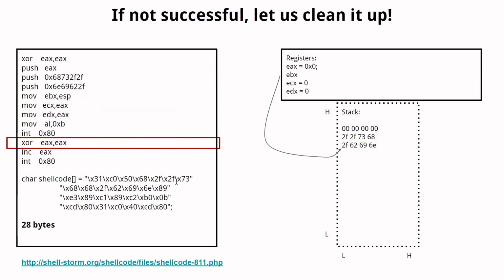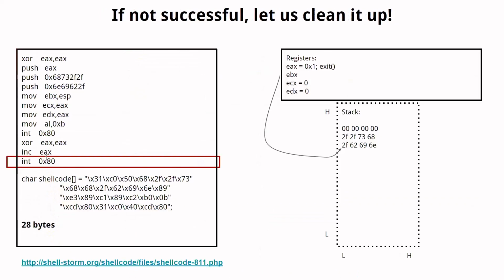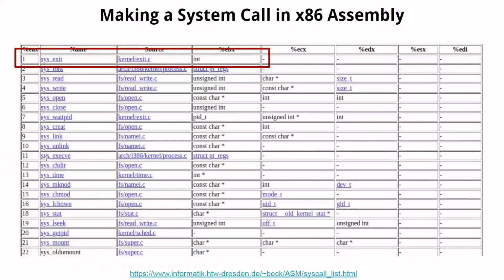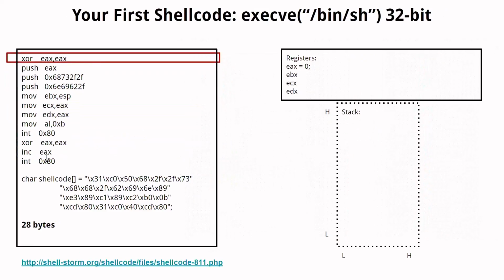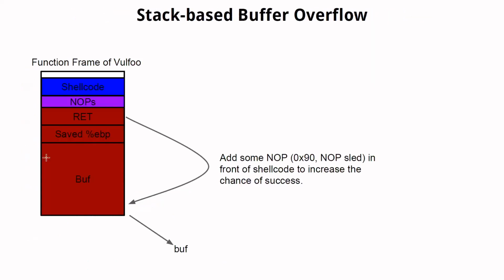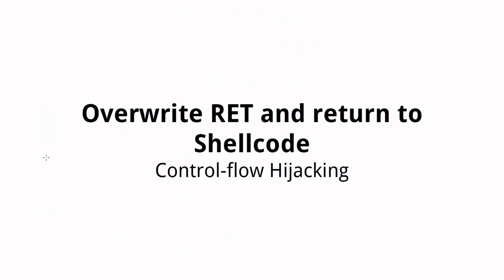This part is done. Like I said, the reason we are doing the last 3 instructions is if that execve is not successful, we want to clean it up, and technically it's not necessary. So that's actually what I have for the shellcode part for this week.